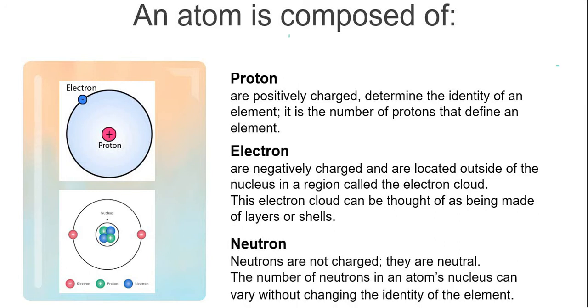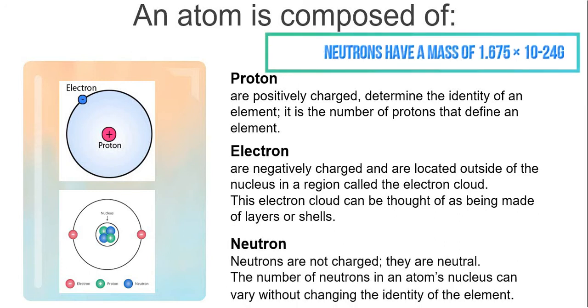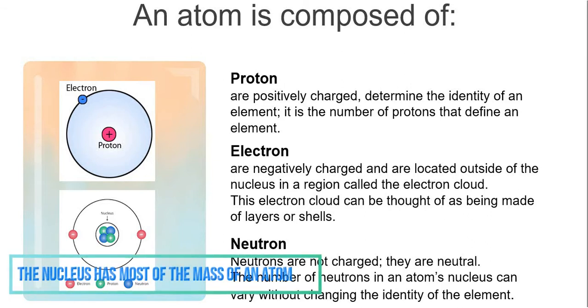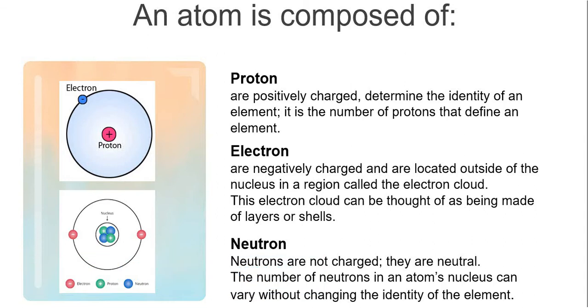Neutrons are not charged, they are neutral. The number of neutrons in an atom's nucleus can vary without changing the identity of an element. Neutron and proton can be found in the center of the nucleus. So we have, instead of an atom, we have a nucleus. Nucleus is located at the center. Inside the nucleus is proton and neutron. On the outside, surrounding ng nucleus is electrons.